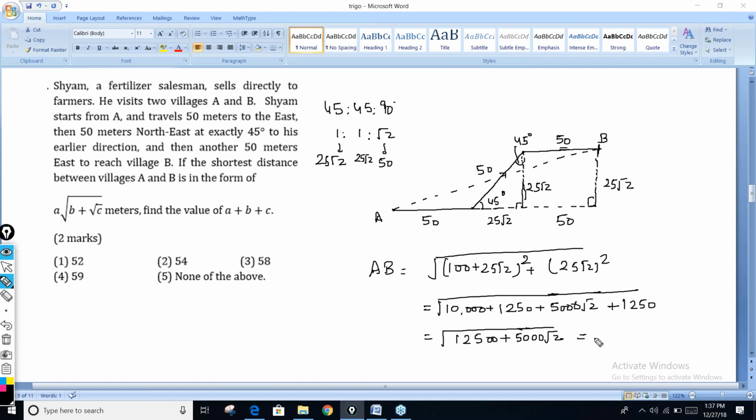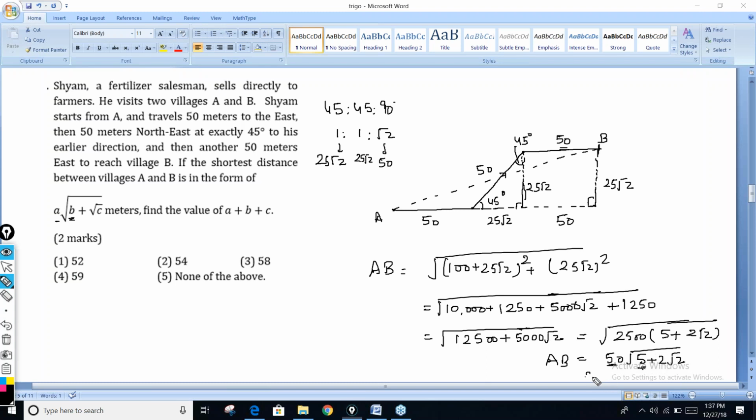Now can I take 2500 common from these two numbers? If I take 2500 common, what will I remain with? 5 plus 2 root 2. 2500 I'll take that side. So now the number comes out to be of this form. That is the length. But if you look carefully, that is A, we have A. That is B, we have B. But here it is given in root.